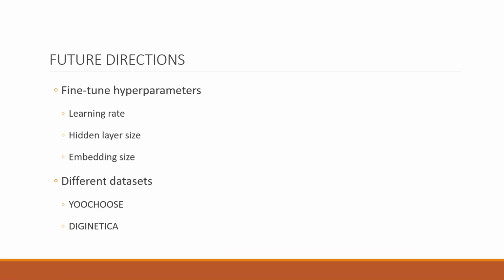Also, using different datasets other than Yoochoose and Diginetica might result in better performance, since each embedding method can cover different characteristics of datasets.